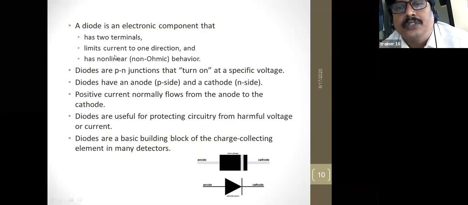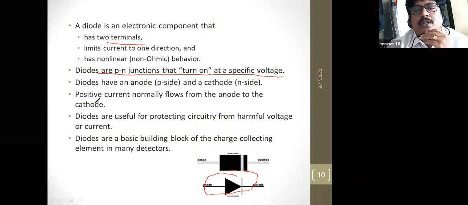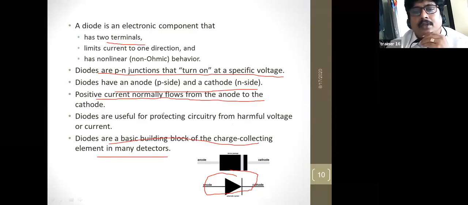The next, we'll go for the next one. So this is the symbol of the diode, right? This is the symbol of the diode, and this is the top view of the diode. What we discussed is that it has two terminals, it turns on at a specific voltage, and positive current normally flows from the anode, the P side, to the cathode, as all of you know. Diodes are basic building blocks of charge collecting of many detectors, right?